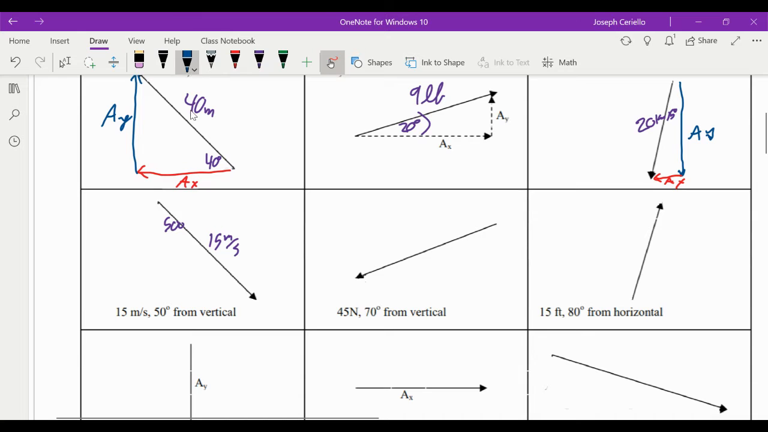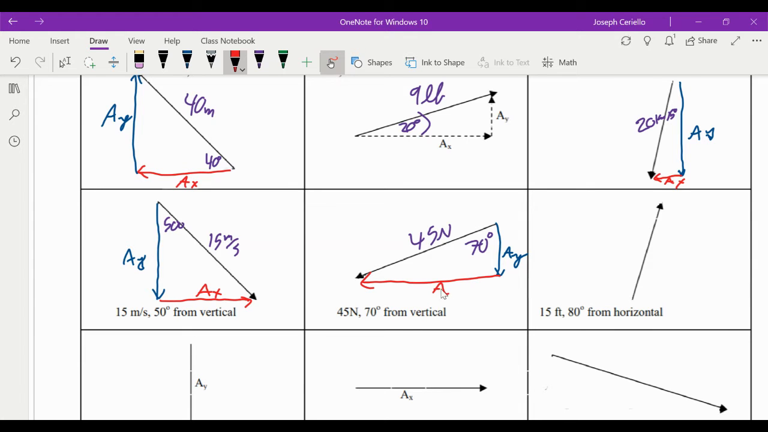Now I do this a lot, so it kind of becomes second nature to me, but you might have to take a little bit of extra time to think about which way does it point. This points down, AY, because the vector is generally pointing downward, and AX points to the right because the vector is also pointing to the right, AX. All right, this is 45 newtons, and it's 70 degrees from the vertical. So this angle right here is going to be 70 degrees. Here's our vertical component, AY. Excuse me, I'm going to do that in blue. AY. And this is going to be our horizontal component, AX.